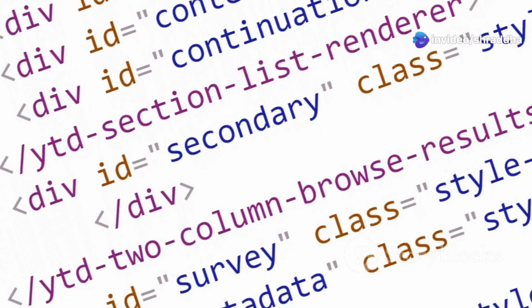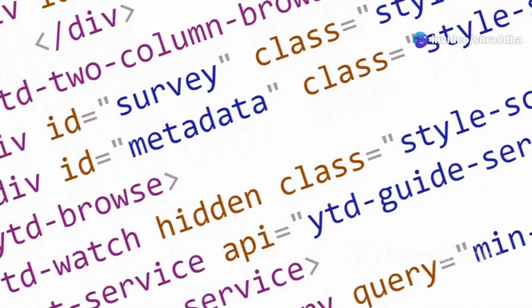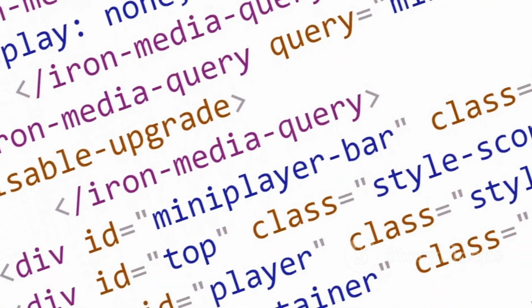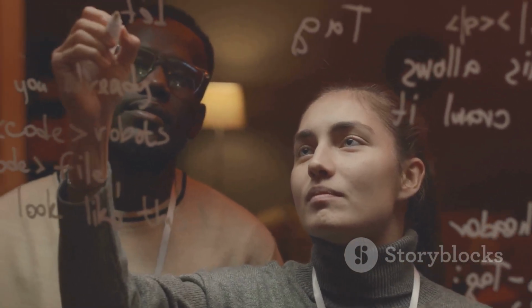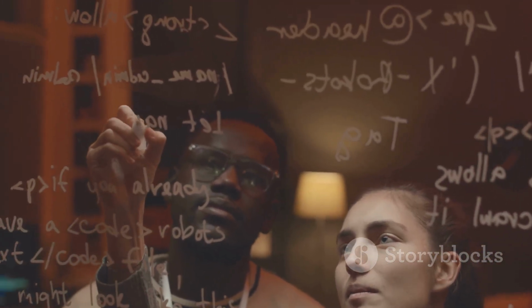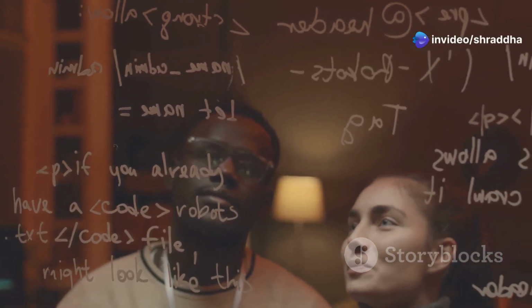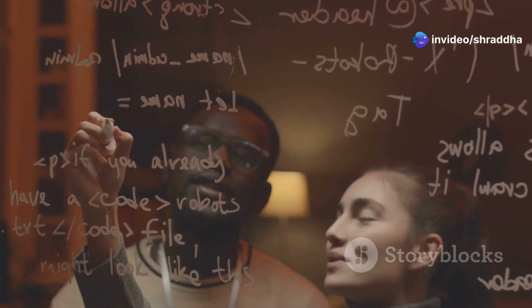HTML5 introduced a range of semantic tags like header, main, and footer. These tags are more intuitive and self-explanatory. These tags explicitly define the purpose of the content they contain, making our code more readable for both humans and machines. This clarity is crucial for effective web development.